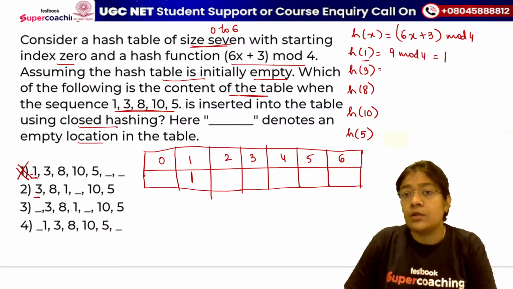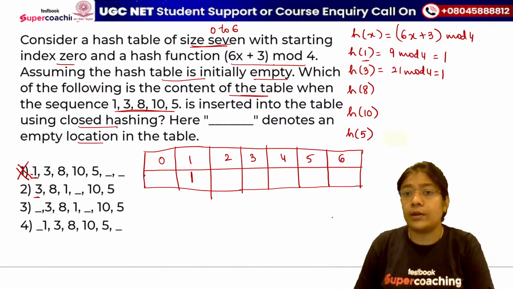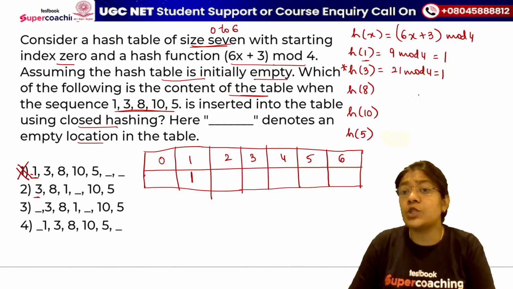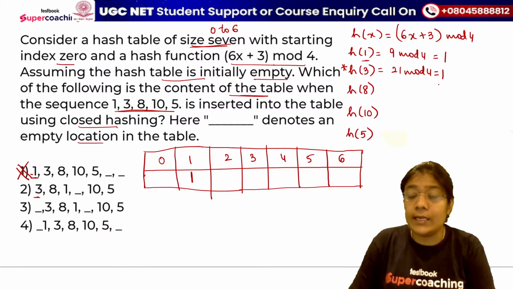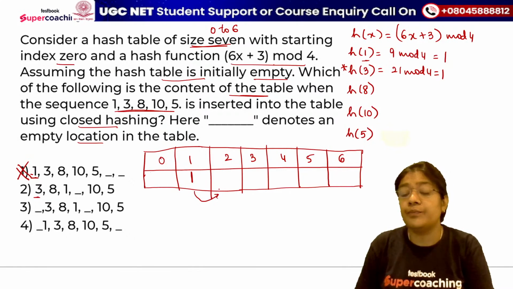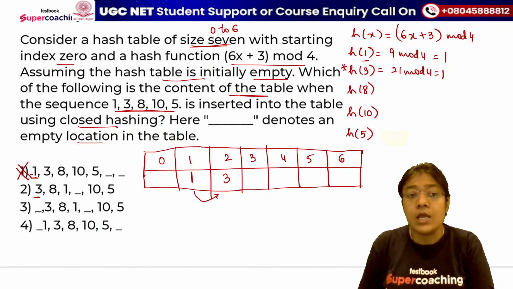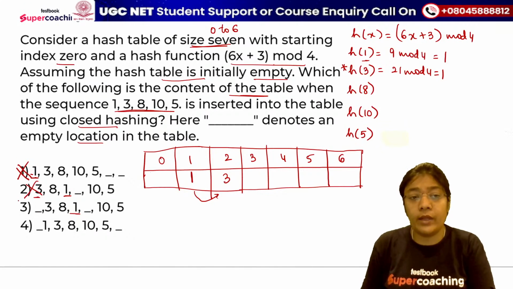Okay, 3 into 6 is 18 plus 3 is 21, mod 4 is also equal to 1. So where will 3 go? A collision has happened. Now we are getting a collision here. Where should I store this one? 3 maps to index 1, and index 1 is busy, so by default it will follow linear probing. The next available slot is 2, so after 1, 3 is stored. Which option gives you this? This is storing 1 at index 1. We have already eliminated the options, so the answer is 4.